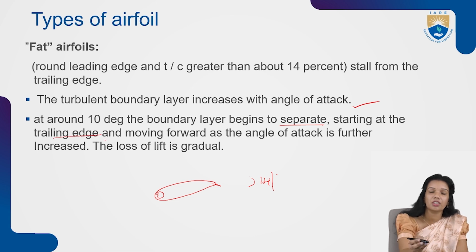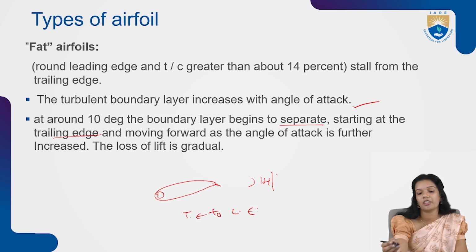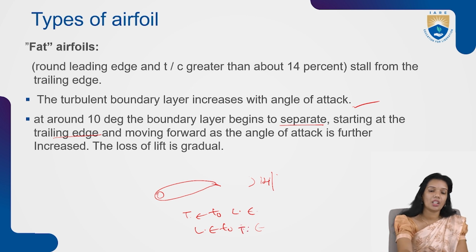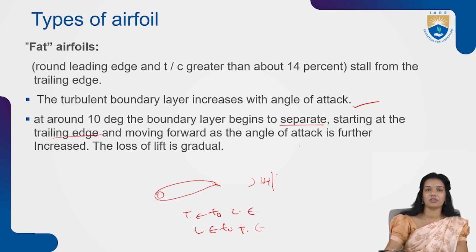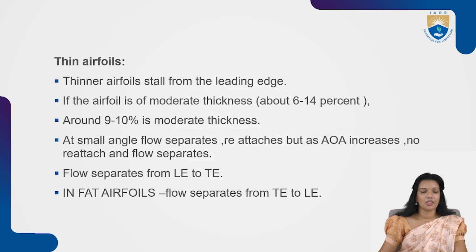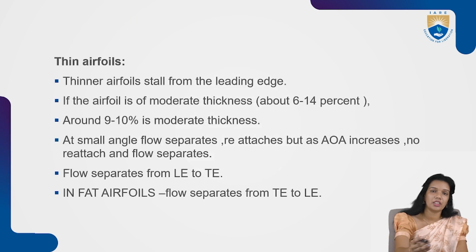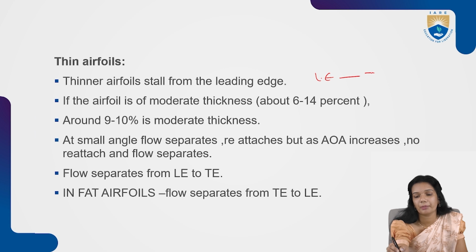So here it is going to separate from trailing edge to leading edge, whereas in thin airfoils, the flow is going to separate from leading edge to trailing edge. Okay, so at around 10 degrees, the boundary layer begins to separate, starting at the trailing edge and moving forward as the angle of attack is further increased, and the loss of lift is gradual. Whereas for thin airfoil stall, it is going to stall from the leading edge only. So for thin, it is going to be leading to trailing.